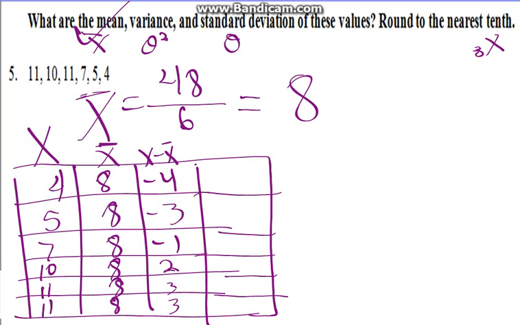Now our last column is to square that difference. So this is going to be 16, 9, 1, 4, 9, and 9.